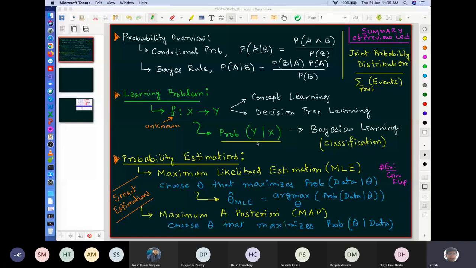However, to our utter surprise, joint probability distribution is very good, but we cannot use it in practice due to data sparsity. So we have to think about smart probability estimations.